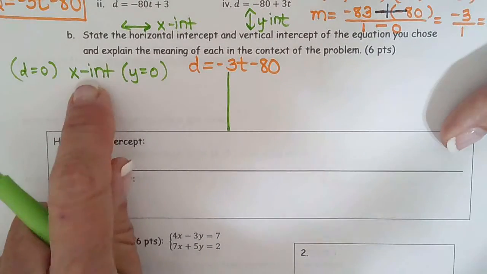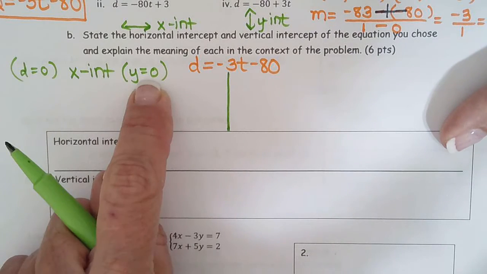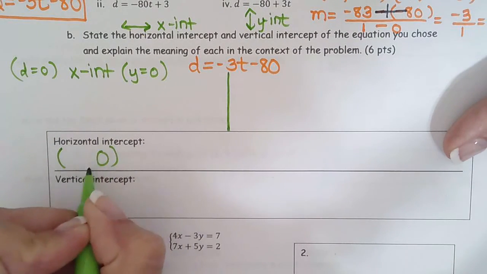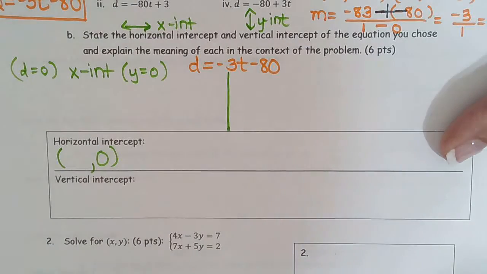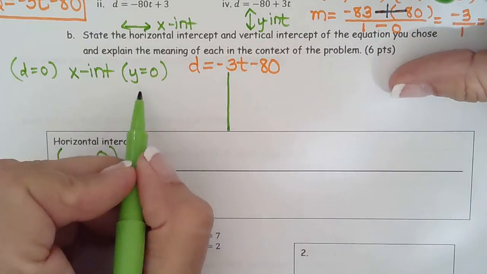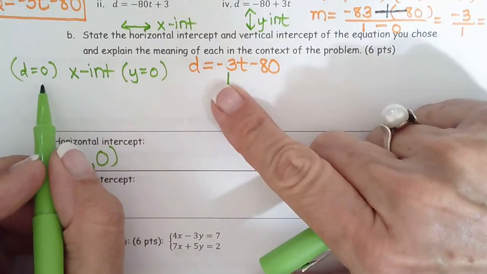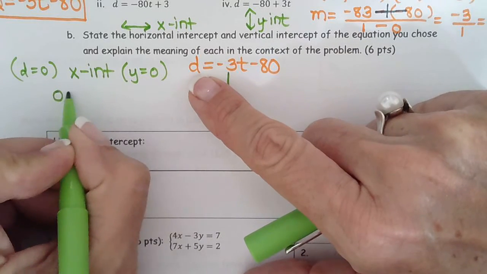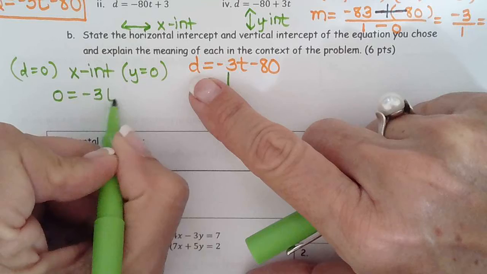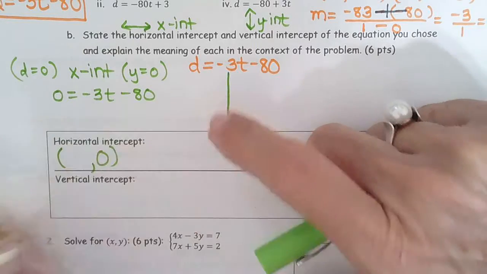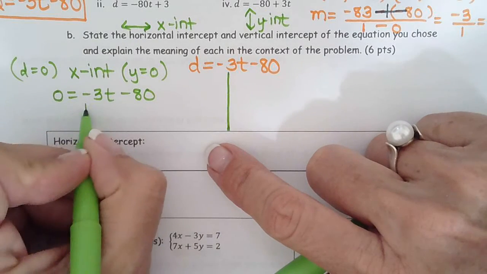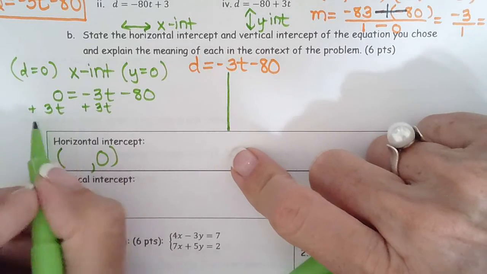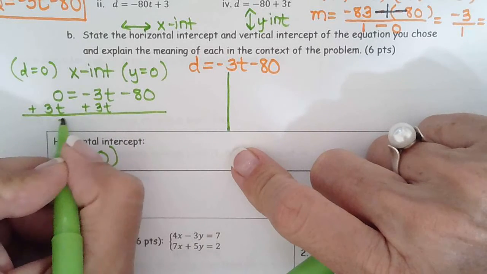And we know for the horizontal intercept, y is 0, so we can already go down here and fill in that 0. So now we're going to go up to our equation, and wherever we see D, we're going to put 0. So I see a D right there, so I'm going to write 0 equals negative 3t minus 80. We need our t's on the left, so I'm going to add 3t to both sides, and we get 3t equals negative 80.